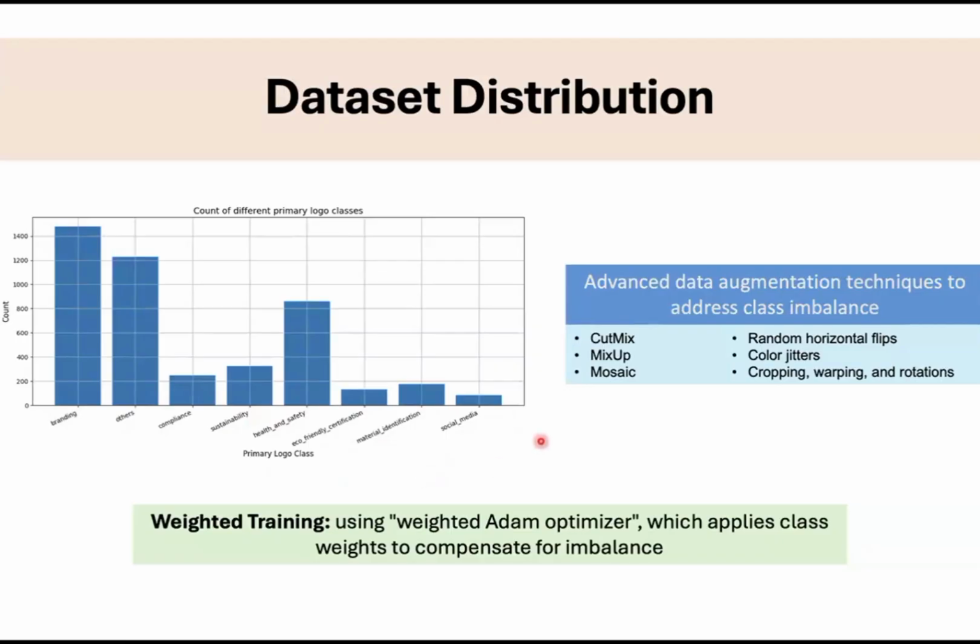Now, to deal with this class imbalance, we have utilized some advanced data augmentation techniques such as CutMix, MixUp, and Mosaic. These are the classic ones. And we have also utilized some cropping, warping, rotations, and other color and flip related features so that we can capture the variances from different angles and scene instances. We've also applied weighted training, in which we utilize the weighted Adam optimizer, which applies the class weights to compensate for the class imbalance present in the dataset.